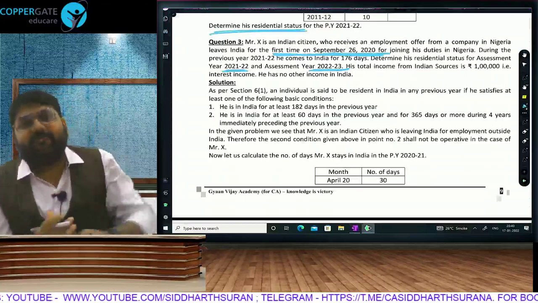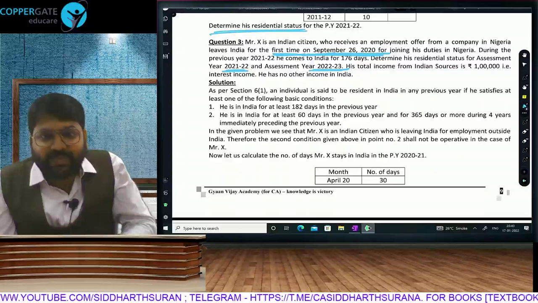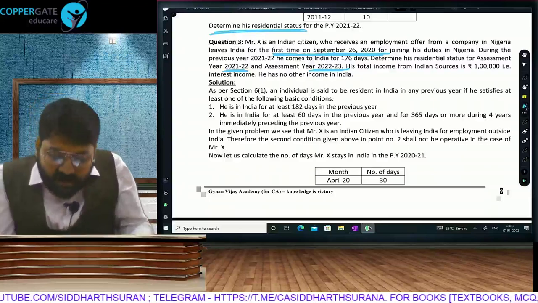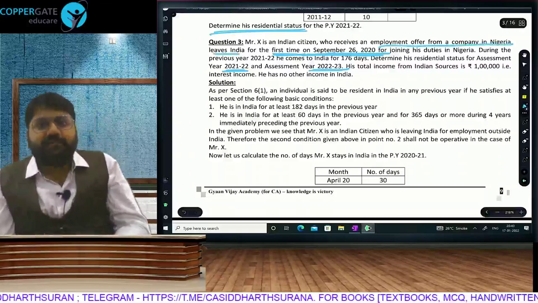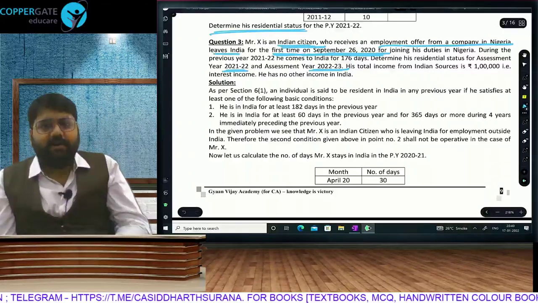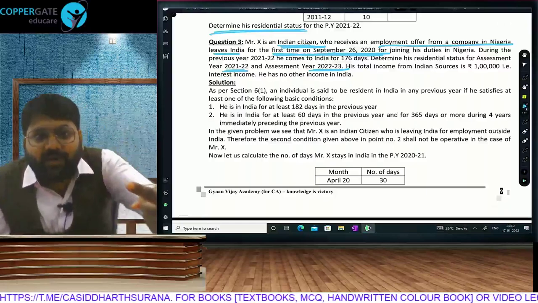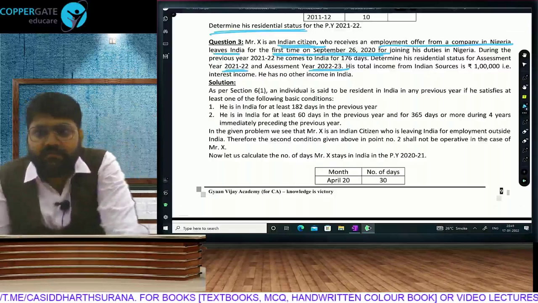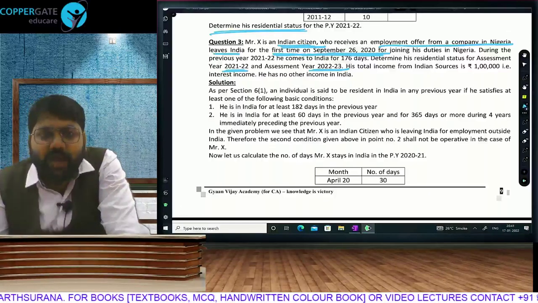Now saying it does not make sense. You should have said it when I asked you. Focus please, ladies and gentlemen. He gets an employment offer from a company in Nigeria. That means Mr. X, a citizen of India, who was living in India, is going outside. For what reason or purpose? Come on. For the purpose of employment.